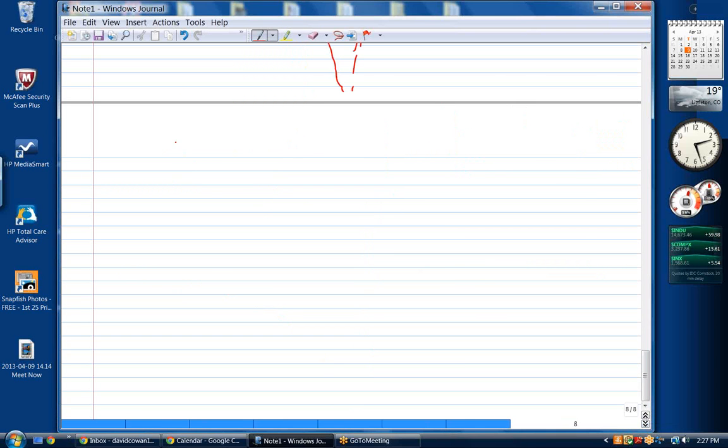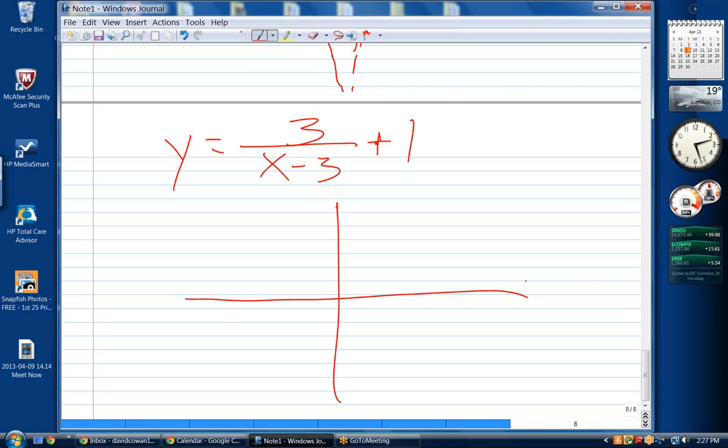Okay, so now we got this one. Vertical asymptote, actually it's x equals 3, because it's a line. So it's not just a point, and a line is defined by, in this case, x equals 3. And what about the horizontal asymptote? y equals 1.